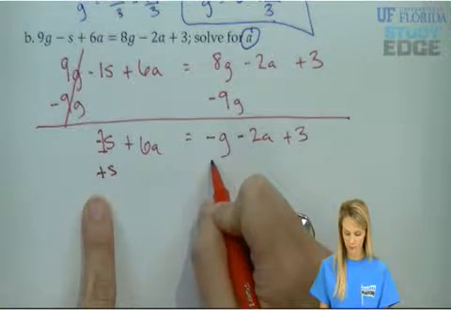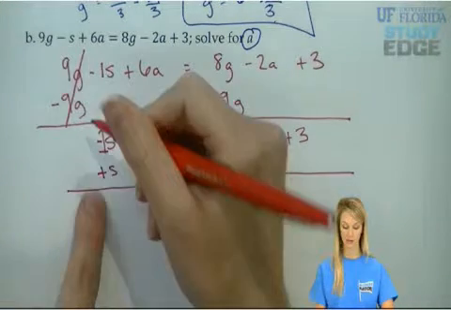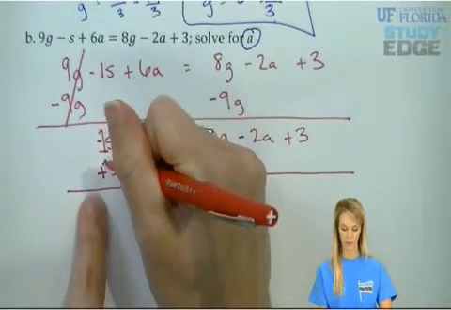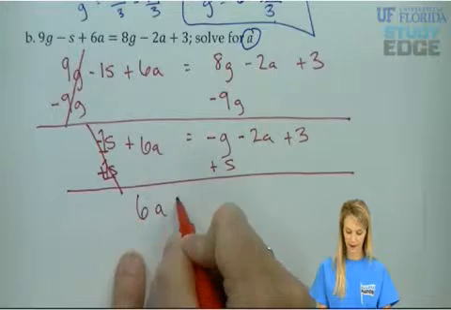And whatever we do to one side, we have to do to the other. All right, so my negative S plus S, well, negative 1 plus 1S. This is really just the same thing as saying adding 1S. Those cancel out, and we're left with 6A.